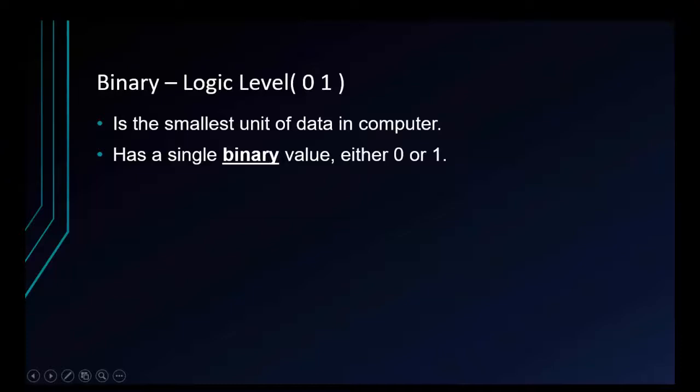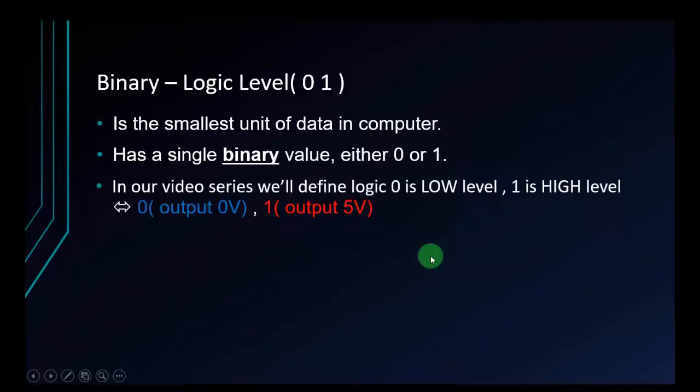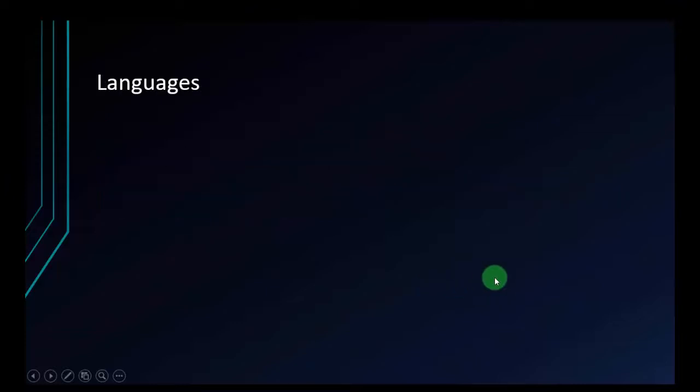Binary is the smallest unit of data in computer with a single value, either 0 or 1. By these digits, we can communicate with microcontroller or almost any hardware. And in our video series, we will define logic 0 as low level and logic 1 as high level. Its equivalent: 0 is 0 voltage when we make an output, and 1 is 5 voltage. Okay? And about programming language, the Arduino compiler accepts C and C++.